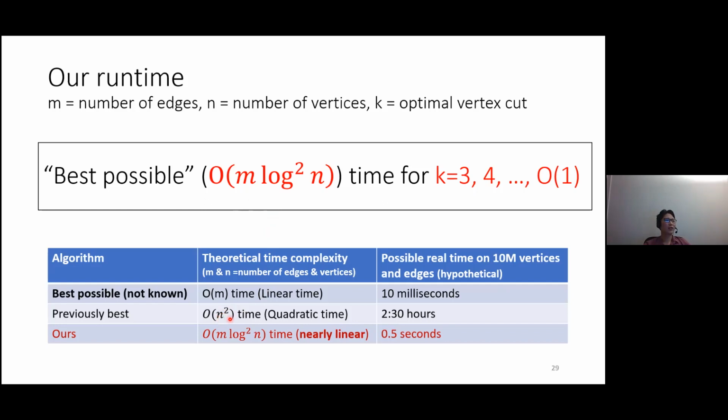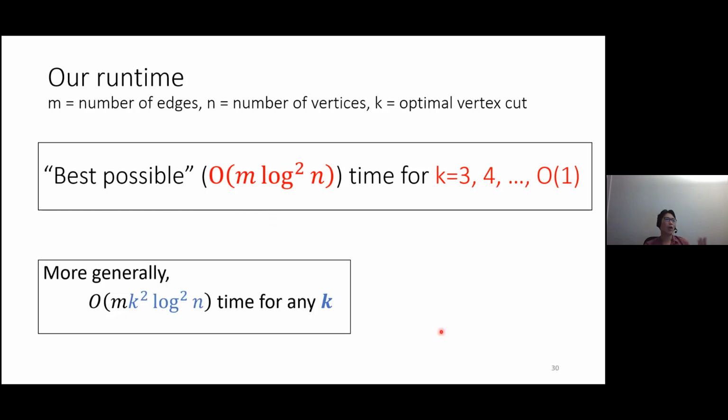So n square time, or quadratic time, before, it could be 2.5 hours if we think of linear time as 10 milliseconds, and this log square n time here is roughly half a second. So it's not as fast as 10 milliseconds, but it's still more acceptable, I guess. More generally, our running time is m k square log square n. So for small k, that's okay, but for big k, then we start having a problem. And that is still a question that I am pursuing these days.